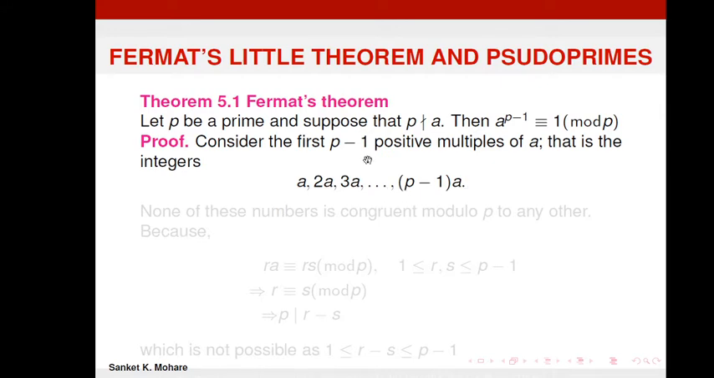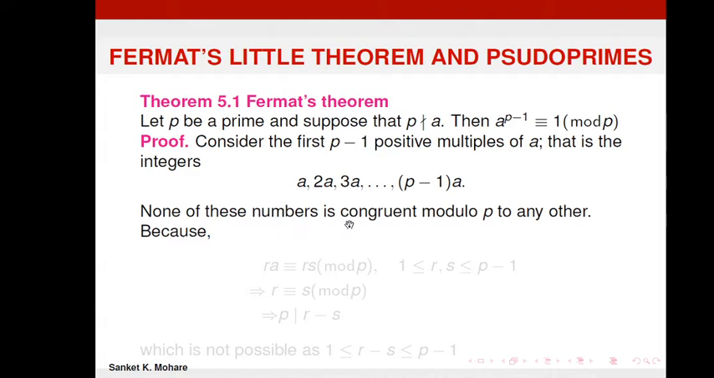So here we choose the first p minus 1 positive multiples of a. The first p minus 1 positive multiples of a means up to p minus 1 multiples of a. So 1a, 2a, 3a, 4a and so on up to (p minus 2)a, (p minus 1)a. These are the first p minus 1 positive multiples of a. So consider these integers.